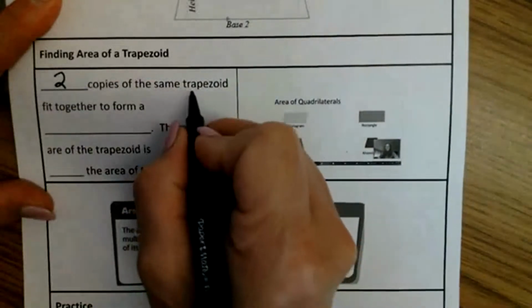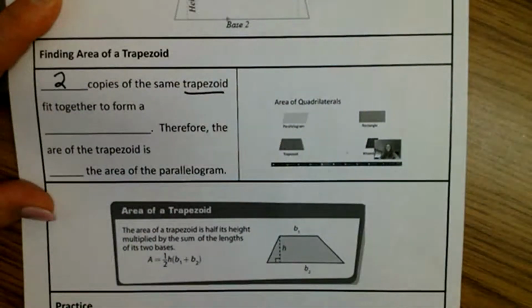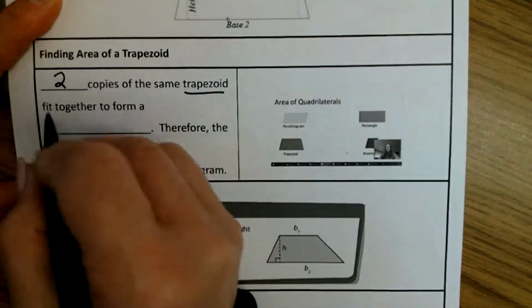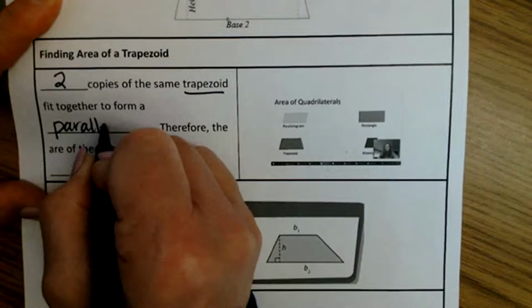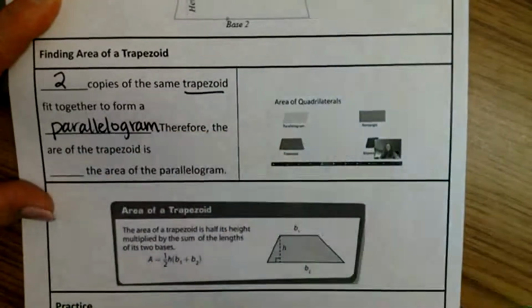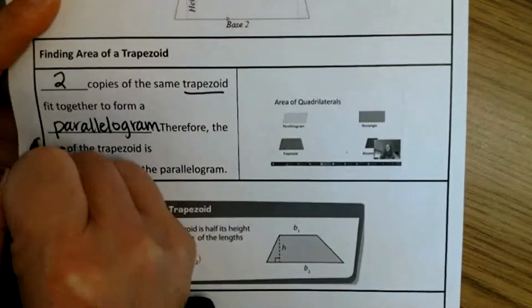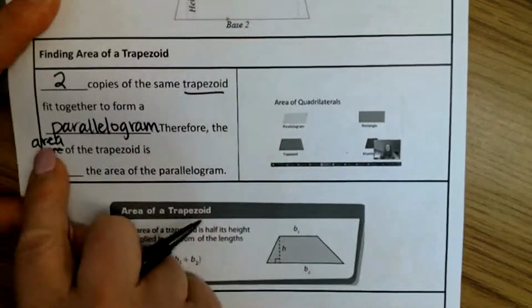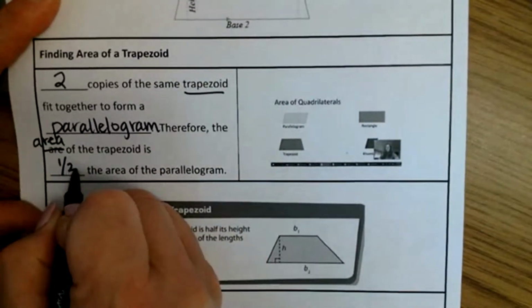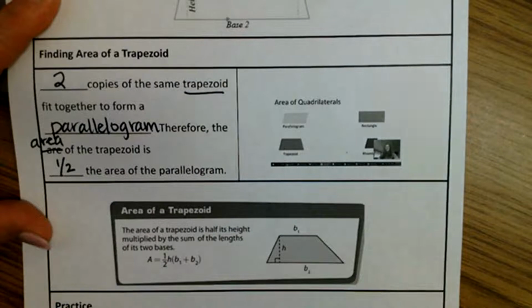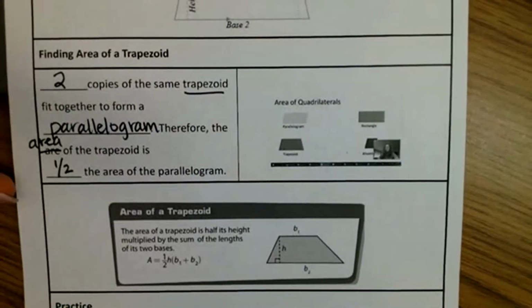Basically, if you have 2 copies of the same trapezoid, so 2 exact same trapezoids, and you fit them together, you can form a parallelogram. So 2 exact same trapezoids can fit together to form a parallelogram. Therefore, the area of the trapezoid is 1/2 the area of the parallelogram. All right, I'm going to share my screen and show you a video with pictures that shows how 2 of the exact same trapezoid can fit together to be a parallelogram.